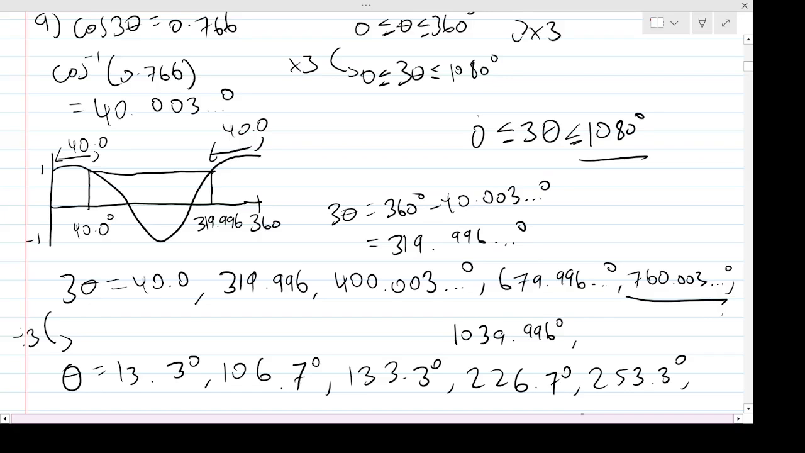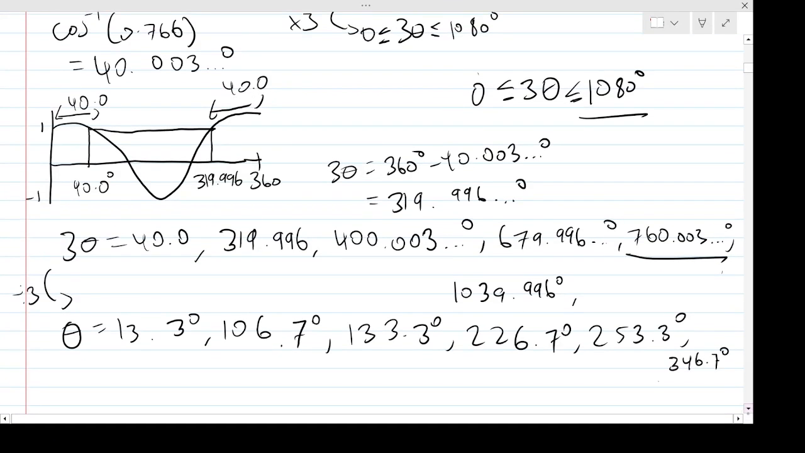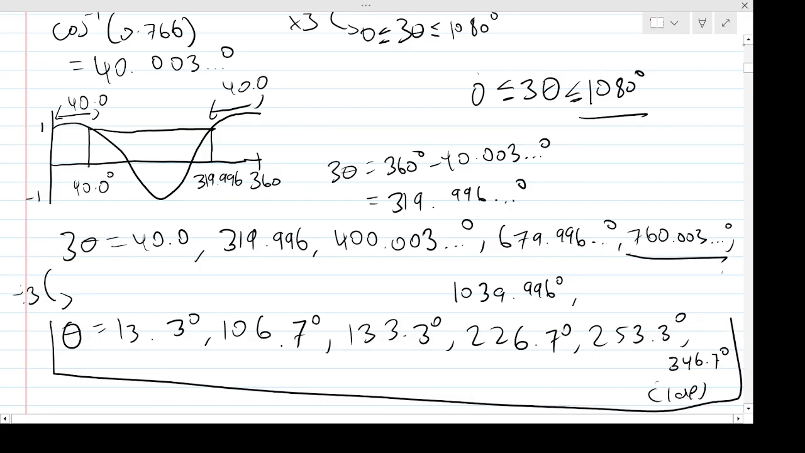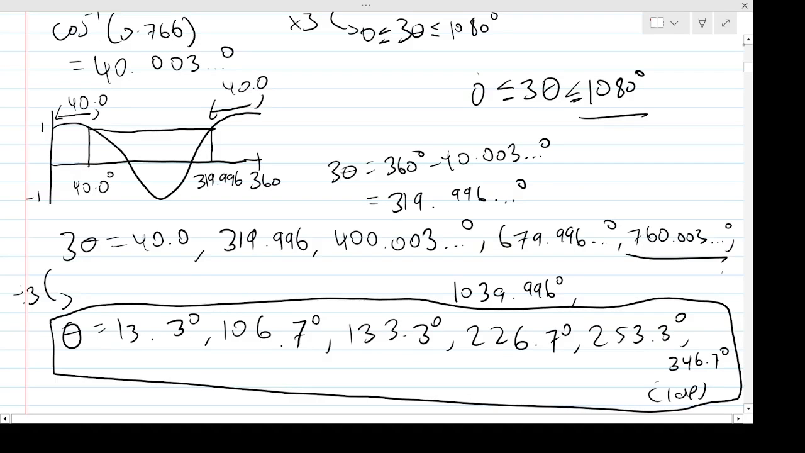And then lastly, if I divide this 1,039.996 divided by 3, I get 346.7 degrees to 1 decimal place, right? The question doesn't specify, so I'll just pick my own rounding, okay? You'll be fine with that. But those are my values then. So in the end, those are all the values of theta. There we are. So those are all the angles.